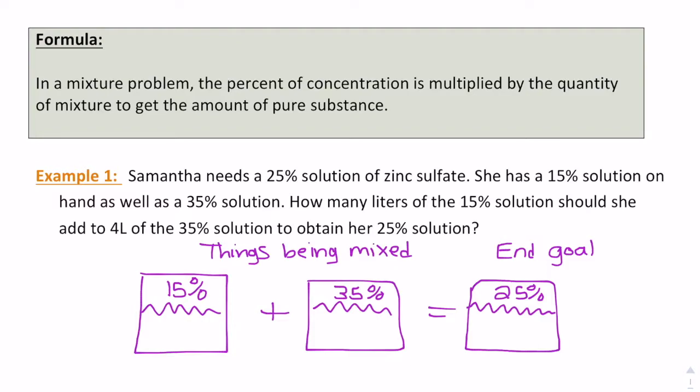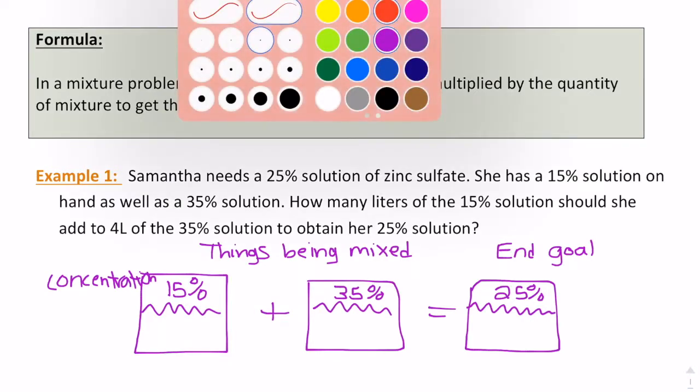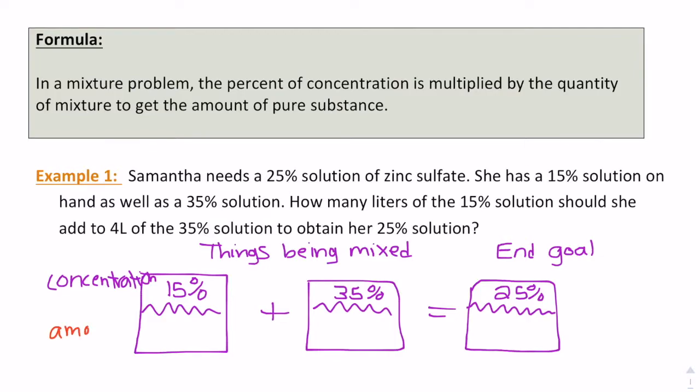All right, so you've got your concentrations. Let's lay out your amounts here. Okay, so I'm gonna label, that's your concentration of each one. Now the amounts that you've got of each one. If you look at your 15% solution, we actually don't know how many liters of it we're gonna put together in our mix, because it says how many liters of the 15% solution should we add. So that's actually what we're trying to find. So I'm gonna label its amount as a variable, just as x. The 35% solution, you are supposed to be adding 4 liters of.